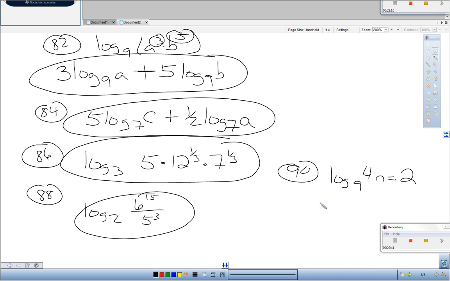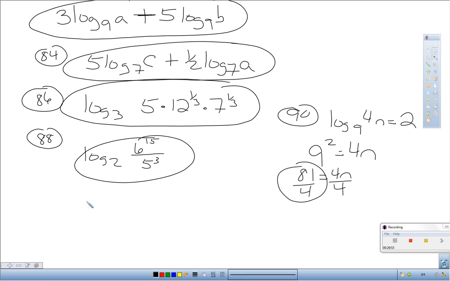Let's rewrite this. You're going to get 9 to the 2nd equals 4n, so you get 81 equals 4n, and then just divide by 4. So that gives my answer of 81 over 4.